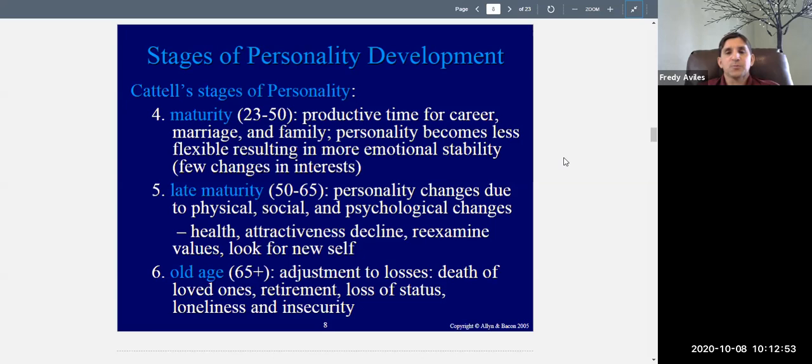That's not mature. Not good for the family, right? Few changes in interest, right? This is when you're more stable. You have to be for the good of your marriage and your family. He called that maturity. This is when you really settle down, so to speak. You settle down and you stop acting so irresponsible. That's why they call it when you settle down, right?